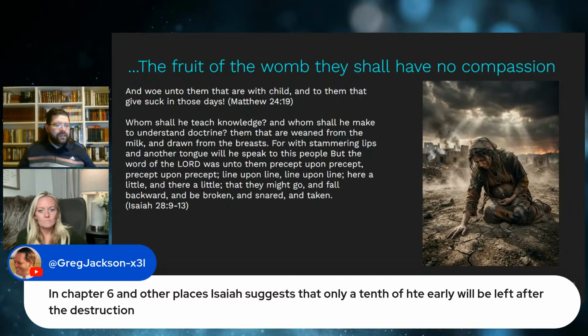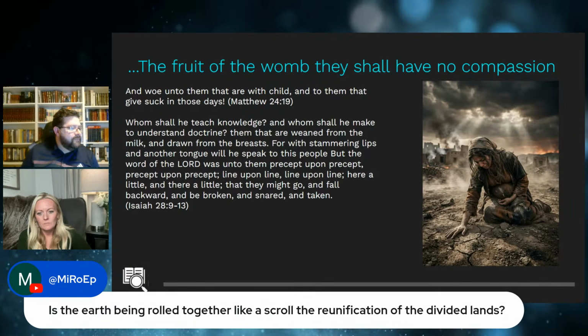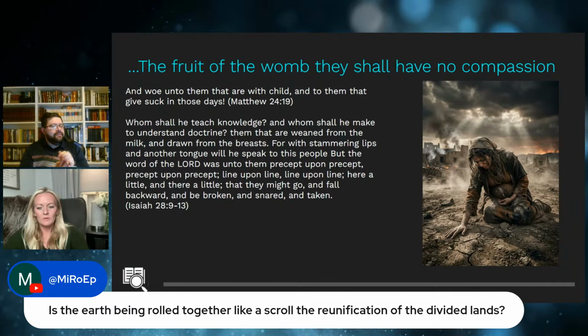If you want to say, okay, what is that in the end time? United States, Utah, you make sense of that. But is the earth being rolled together like a scroll, the reunification of the divided lands? The heavens that are together, the earth. Maybe it could be both, but I like the idea of the lands coming back together. Definitely cool. That will be a fun ride, just to come together.